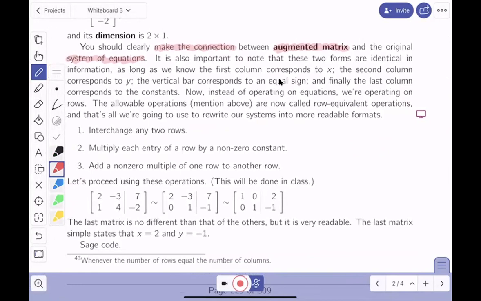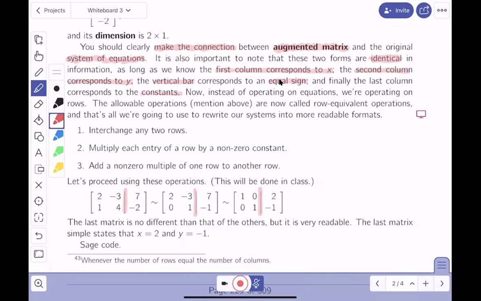It's important to note that the two forms are identical. Now, the one place they're not identical, if you didn't know what the variables were, they're not identical, shown with the variables. All right. It goes on to say about that, as long as we know the first column corresponds to x, and the second column corresponds to y. All right, it talks about the vertical bar. Sometimes the vertical bar is written down as a dash bar, but it's still vertical. It corresponds to an equal sign. All right. The last column corresponds to the constants.